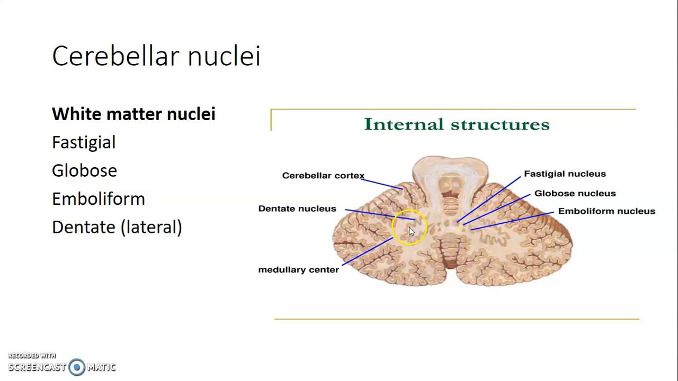Dentate is the one that is convoluted and it's the bigger one on the lateral aspect. So dentate, globose, emboliform, fastigial, that's lateral to medial. So you need to know the order.